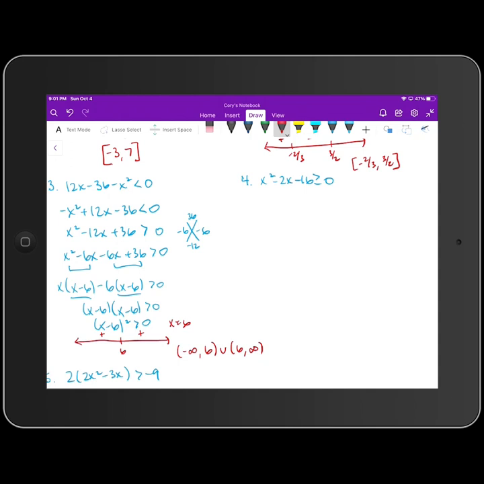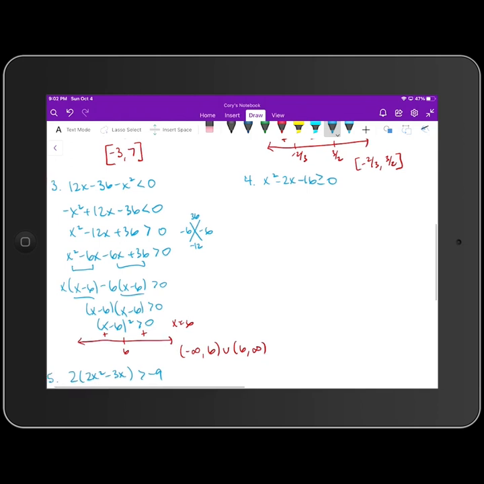Okay, let's take a look at number 4. So again, we have things set up the way that we want here. We have x squared minus 2x minus 16. That's in standard form. It's greater than or equal to 0, so we're comparing that to the number 0. And the x squared term is positive, so we have everything like we want. We want to check and see if this is factorable. So I'm looking for two numbers that multiply to give the top number, so that's negative 16, and add to give the bottom number, which is negative 2.